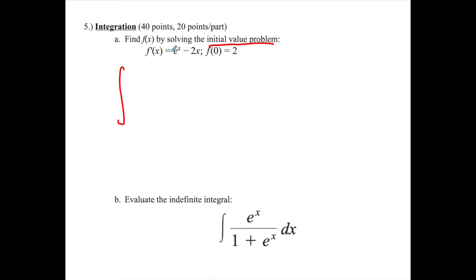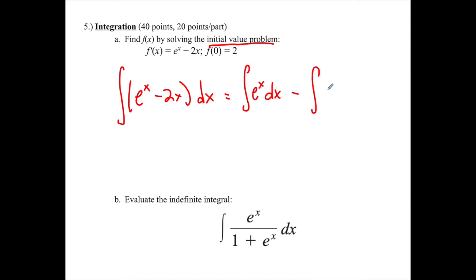And so I want to know a specific f of x, and to do that, the f of 0 equals 2 is going to be used to solve for the constant of integration. So what we want to integrate is e to the x minus 2x dx. Okay? And so to do that, we're just going to integrate one at a time. First, we're going to integrate e to the x dx, and then we're going to integrate 2x dx, right? And we know that there's a sum and difference rule of integrals that lets us do this.